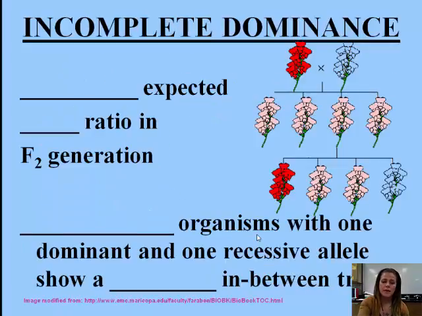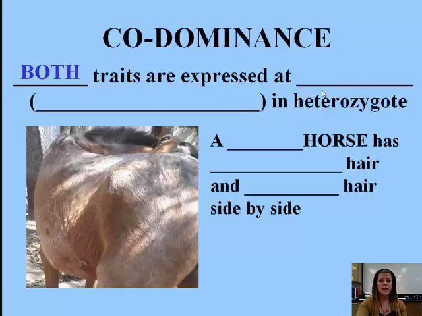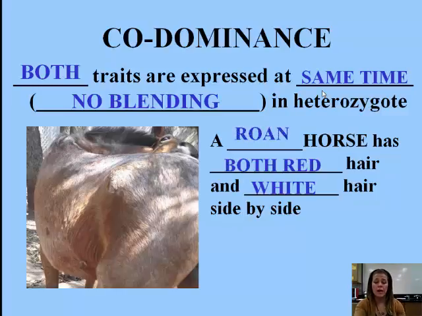So in incomplete dominance, we don't see the expected 3-to-1 ratio. We actually see the heterozygote organisms with the dominant and recessive allele both showing, or like a blend between the two. So incomplete dominance, one's not completely dominant over the other. It's blended. Codominance, both traits are expressed at the same time. So we would say no blending in the heterozygotes, but we see both of them. So a roan horse has both red hair and white hair side by side.